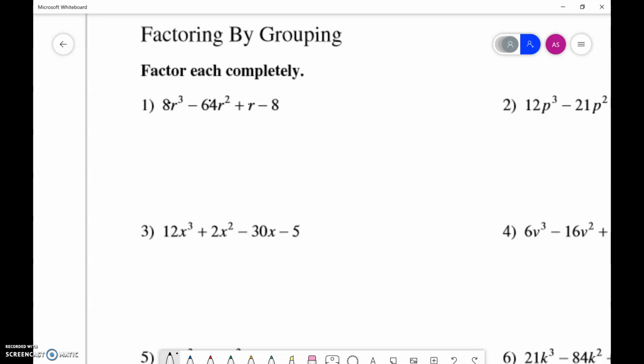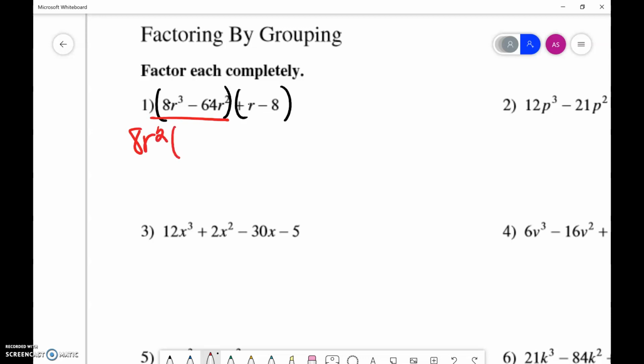So my first step, I want to group together each set. So I'm going to group the first two terms together and then the last two terms together. Then I want to look at a set at a time, meaning I'm going to look at this first set and I'm going to ask myself, what is the greatest common factor from 8r cubed and 64r squared? That will be 8r squared.